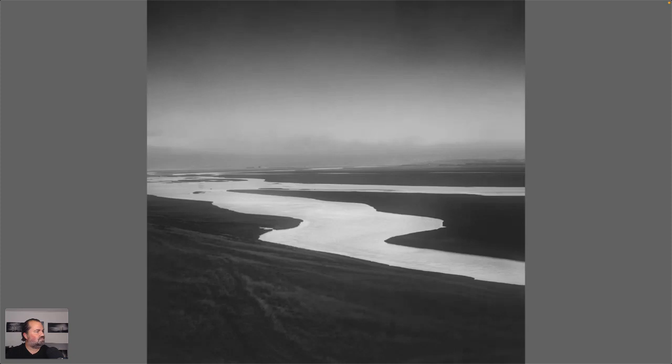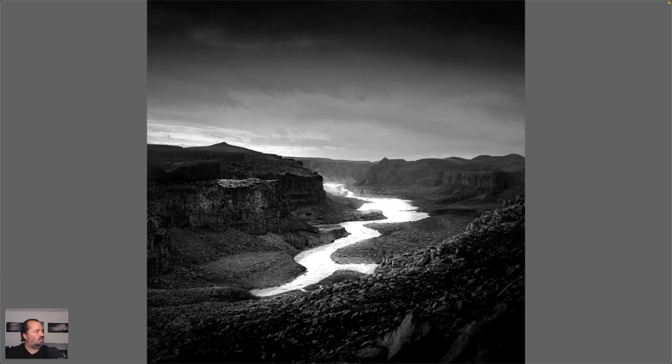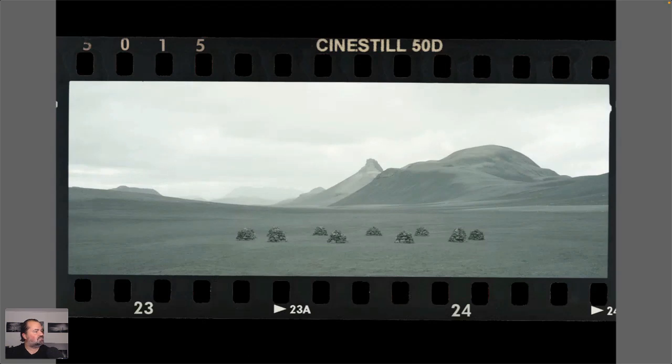Just moody days at the beach, more of the water reflecting the light, right?